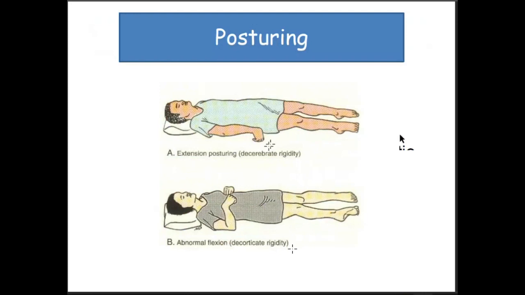صح؟ زي ما عندنا الجي سي اس 6 بوينتس، عندكم obey هذه 6، localize هذه 5، withdraws from the pain هذه 4، abnormal flexion هذه 3 اللي هو زي ما انتم شايفينه decorticate، extension اللي هو decerebrate اللي هو 2، ولو ما في موفمنت هذه تاخذ 1.